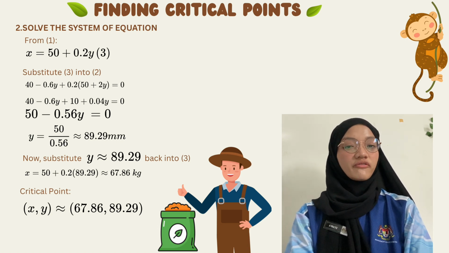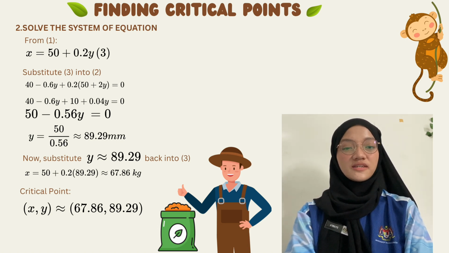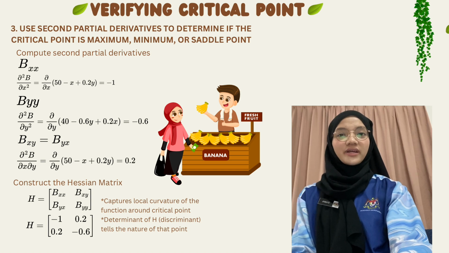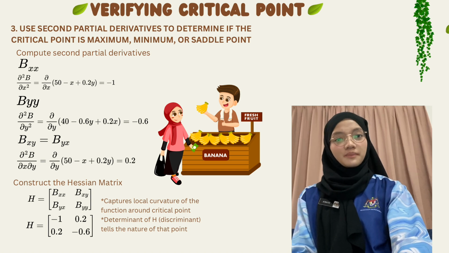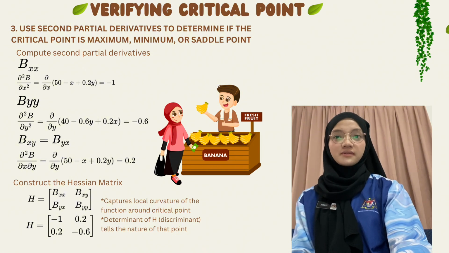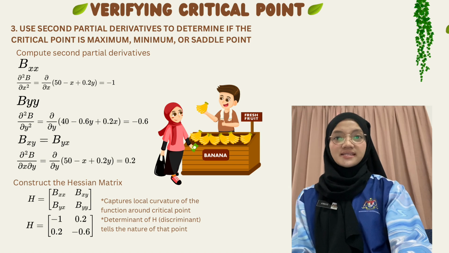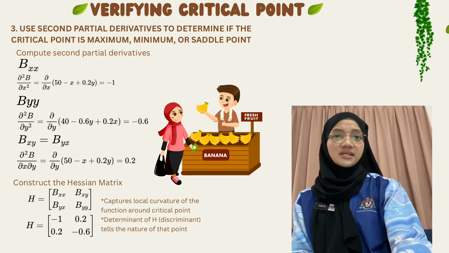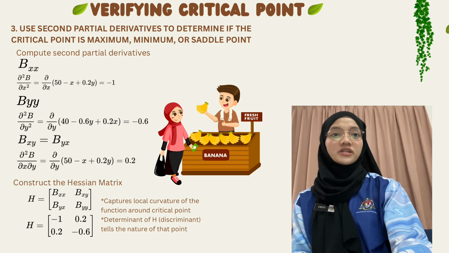Next, we will verify whether this point actually gives us the maximum yield or minimum yield or even a saddle point. To verify if our critical point is maximum, minimum or saddle point, we will perform second partial derivatives. In point 1, B sub xx, the rate of change for nitrogen effect decreases consistently, where B sub xx is equal to -1. This means yield gains slow as we add more nitrogen, like pushing a boulder uphill that gets heavier.